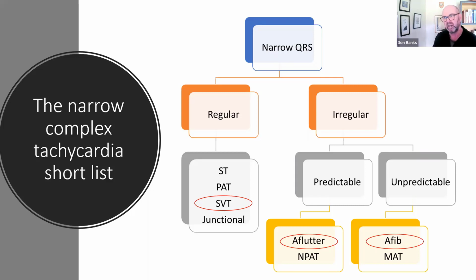In fact, it's probably pretty close to a 95% likelihood that if it's a narrow complex QRS and it's above a rate of 100, it's going to be a tachycardia that's occurring above the level of the ventricles. And so our next determination is really just to see whether the rhythm that we can see on the rhythm strip is a regular rhythm or an irregular rhythm.